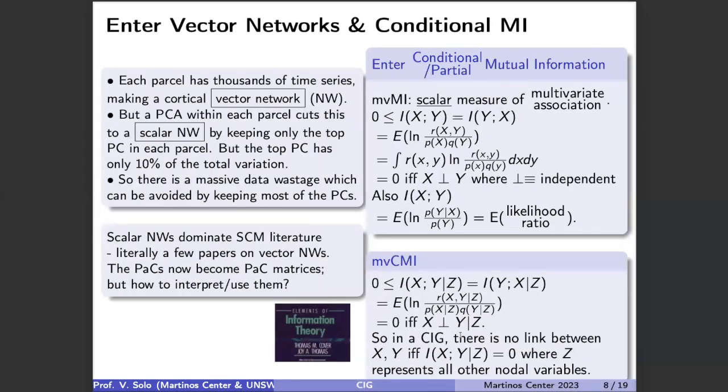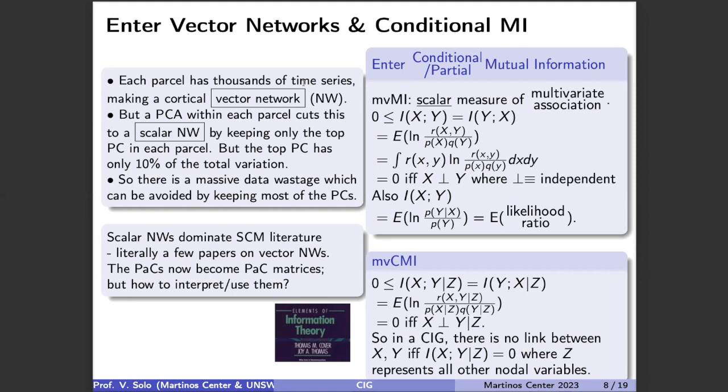So I'm going to give you some examples of how that works in a minute, but before that, I just want to keep going. So I now want to introduce what I call vector network, and I'm also going to introduce conditional mutual information. So again, think of the parcellation I was talking about before, 167 parcels. That's typically going to have thousands of time series within each parcel. And that's what I call a vector network.